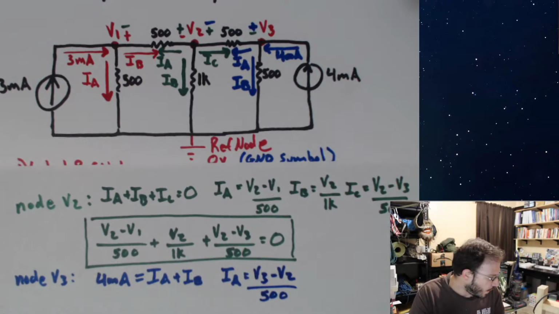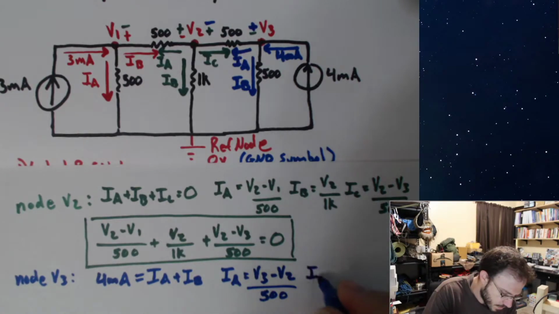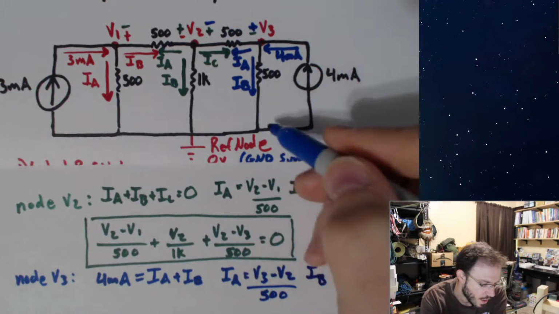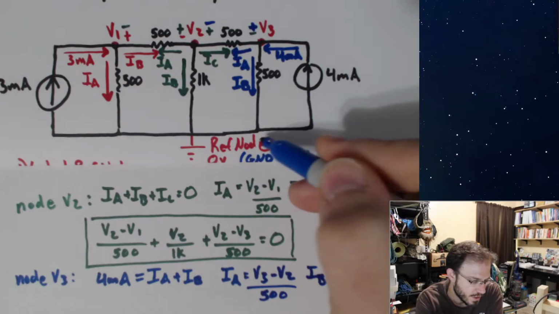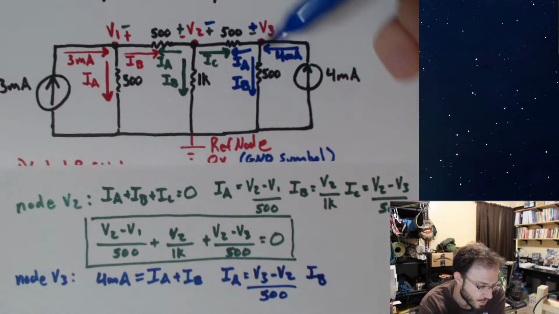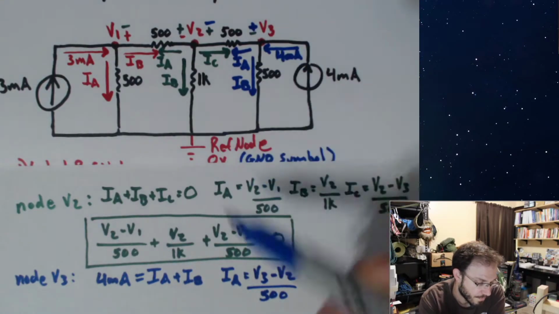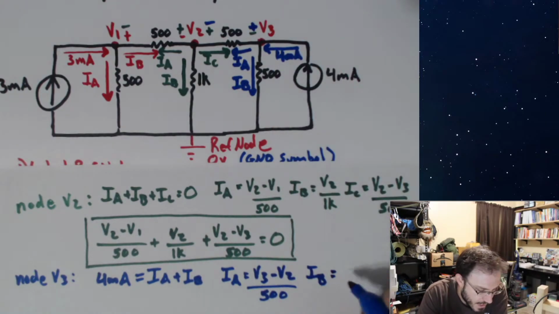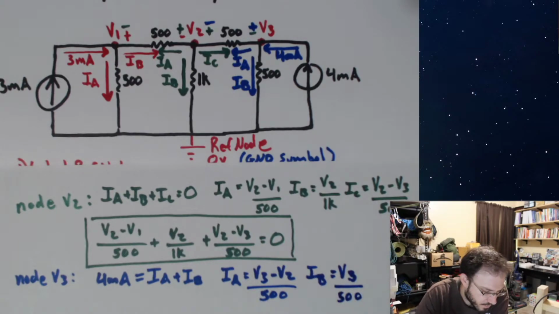Okay, let's go ahead and now let's do IB. IB is a little easier because we only have 1 voltage involved. We assume that this side on the reference node is 0 volts, and we'll just take V3 to be positive because we wrote our current going downward. So I can just say IB equals a positive V3 divided by 500. And I'm done with those currents.